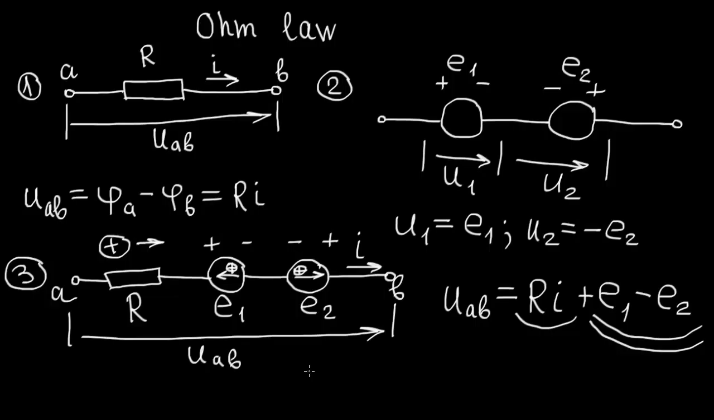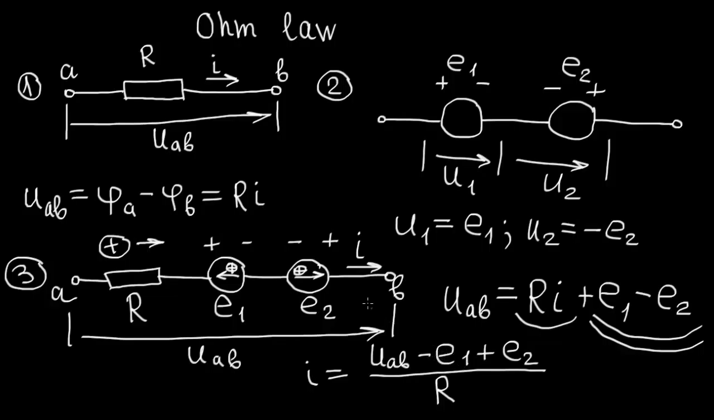In the textbook you may meet such notation of current according to Ohm law. The current in this branch equals to U, voltage between A and B points, minus E1 plus E2, all divided by resistance of this branch.